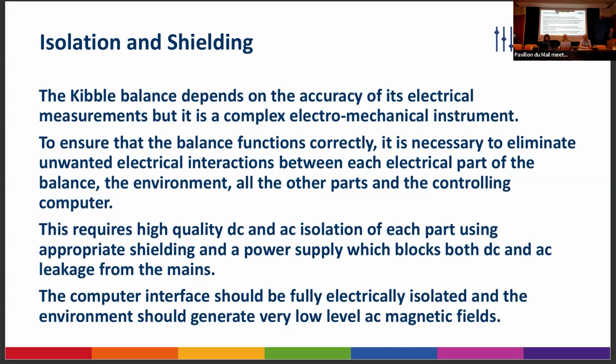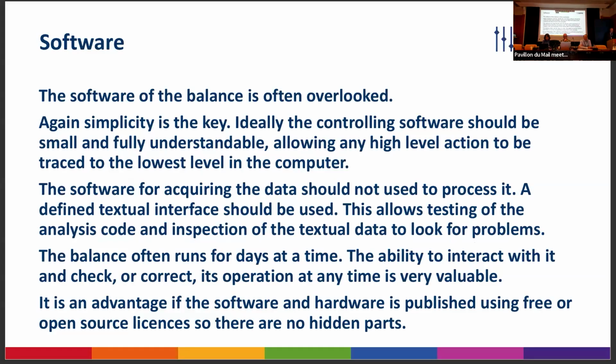So that really says you need to produce, for the electrical side, high quality DC and AC isolation, shielding, good power supplies, all sorts of things. Isolate the computer interface, and also don't allow low-level AC magnetic fields in your lab if you can possibly help it. We always specify for the lab we use that there are no looped mains cables going around it, because you get a lovely 50 hertz field going through the lab. Again, I'm going to move through this fairly quickly.